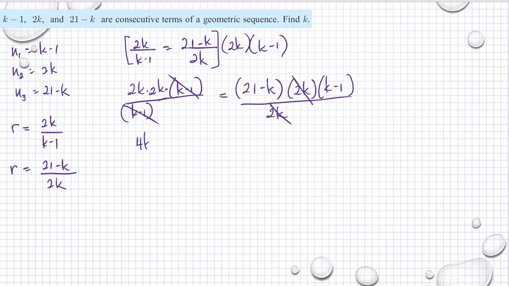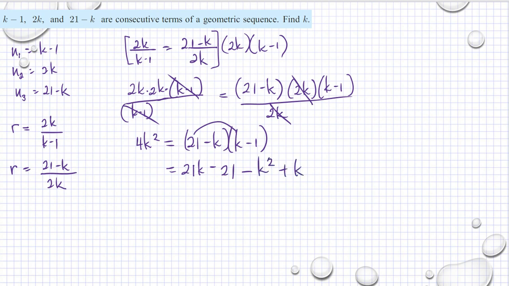So we have 4k squared is equal to 21 minus k multiplied by k minus 1. Multiplying, we have 21k minus 21, and then we have minus k squared plus k. Simplify, we have 22k minus 21 minus k squared is equal to 4k squared.